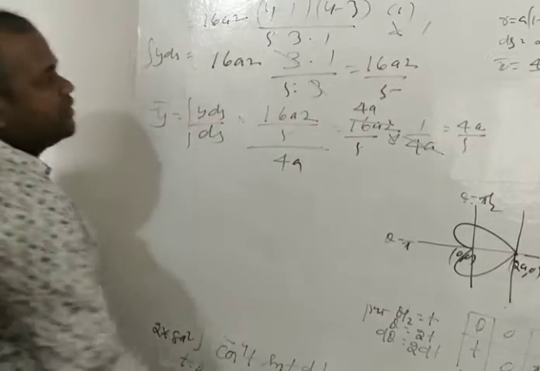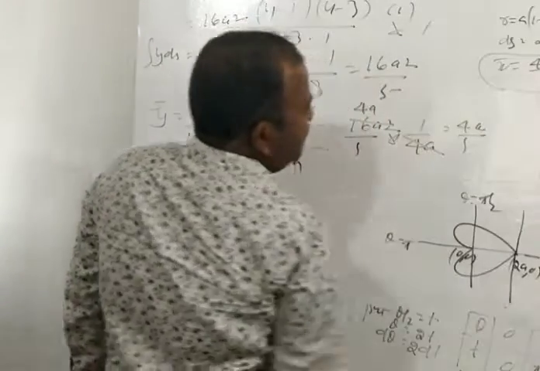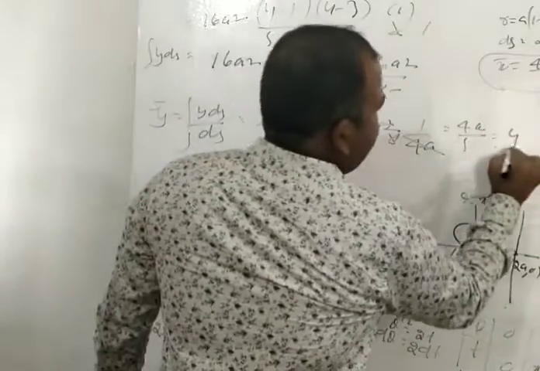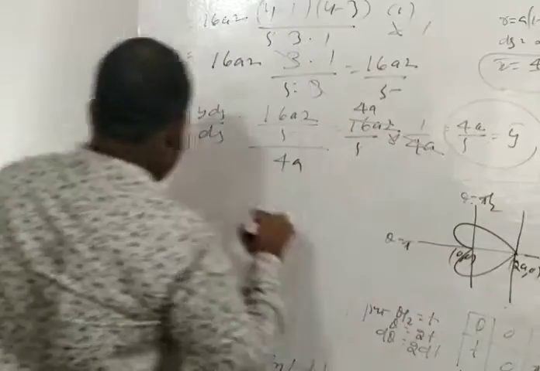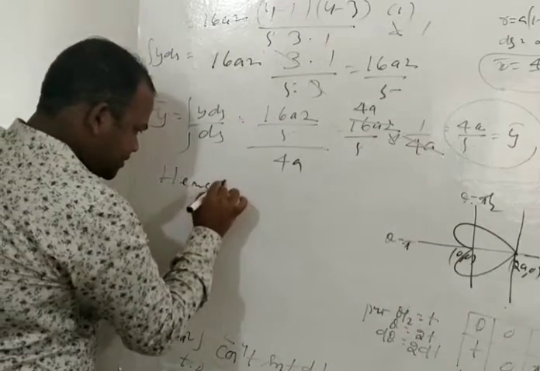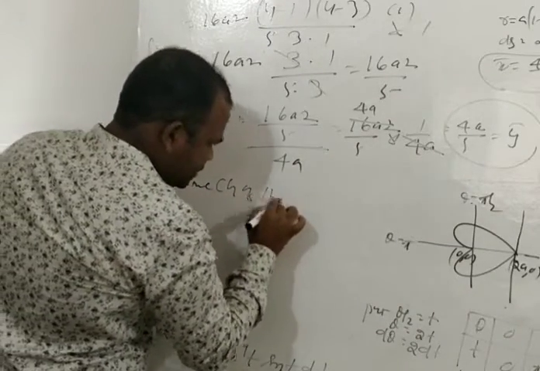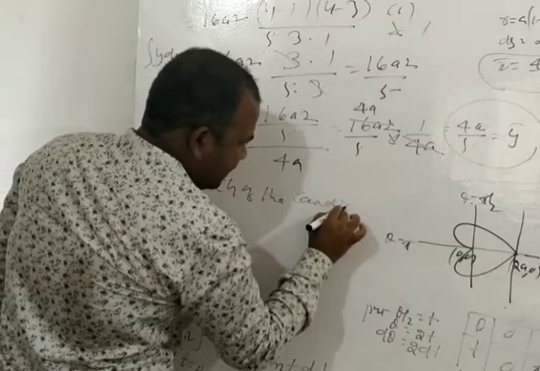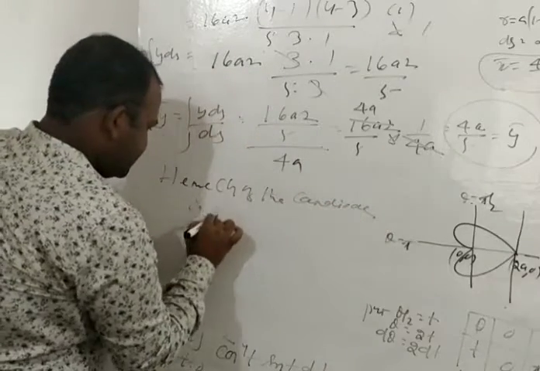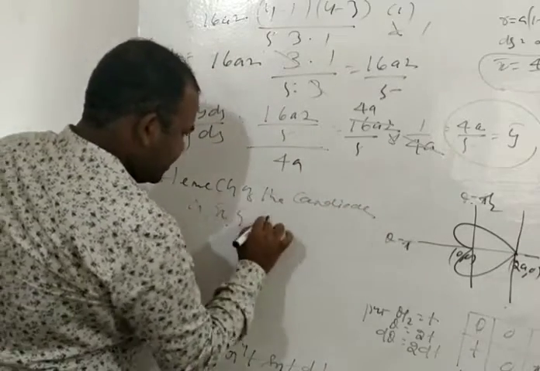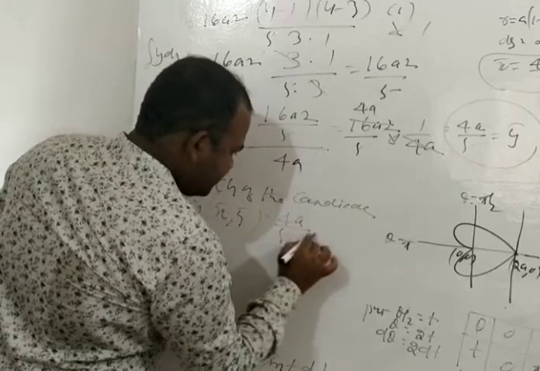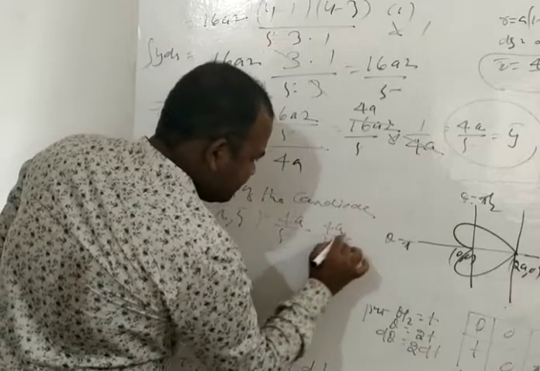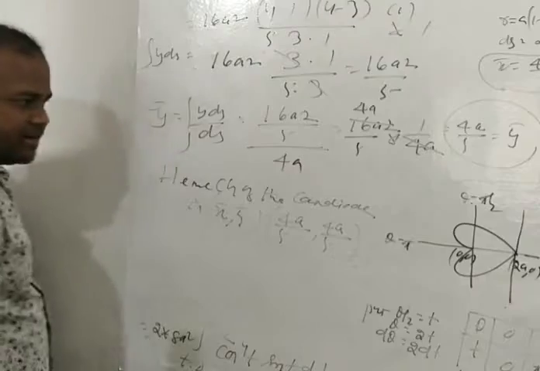So what is the value of x bar? x bar equals 4a upon 5. And what is the value of y bar? 4a upon 5. So hence the CG of the quadrant is x bar comma y bar, this is 4a by 5 comma 4a by 5. So this is the final answer.